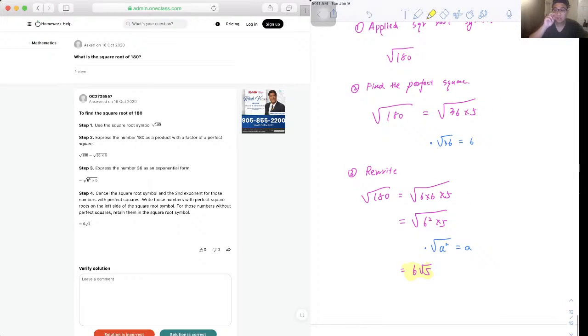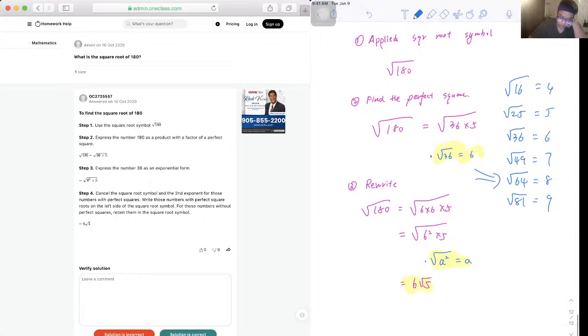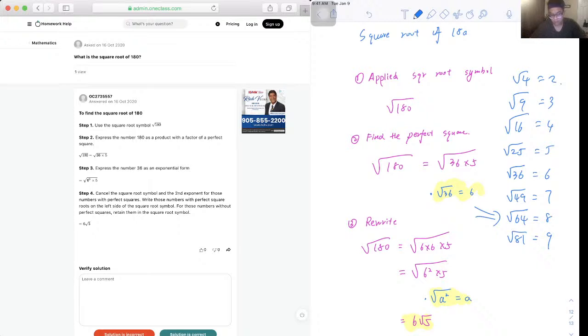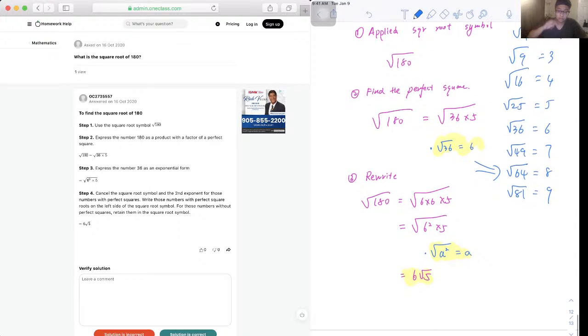Okay. So just remember what a perfect square is. And remember, if you want to take the square root of something squared, that will just be equal to the number itself. Let me write a few more perfect squares for your reference. Root 49 is equal to 7, root 64 is equal to 8, root 81 is equal to 9, root 36 is equal to 6, root 25 is equal to 5, root 16 is equal to 4, root 9 is equal to 3, and root 4 is equal to 2. Those are some common perfect squares that we use.